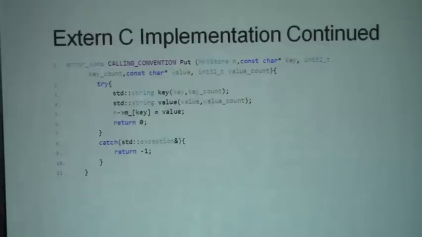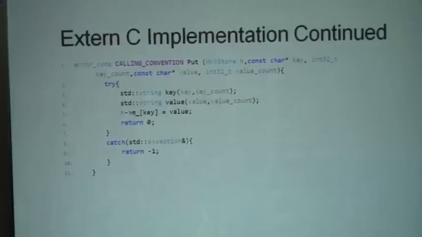Put there, we had to convert it back from our pointer and a count back to an std::string, key and value, and then just use the map functionality. And returning 0 if we succeed, -1 if there's an error.